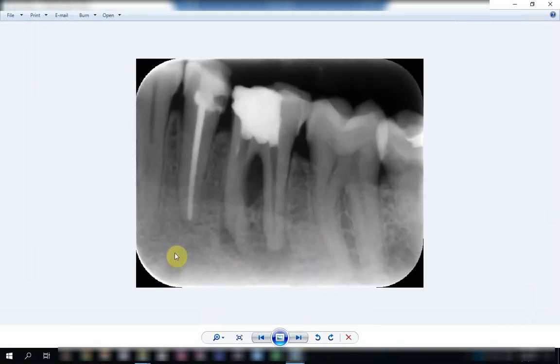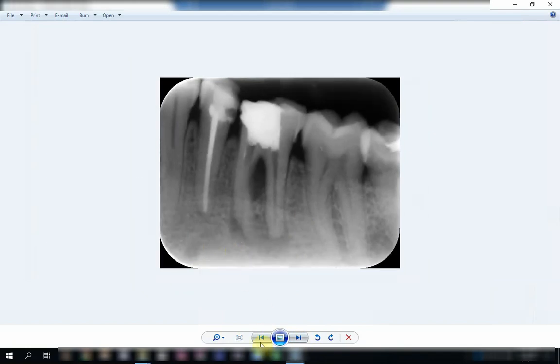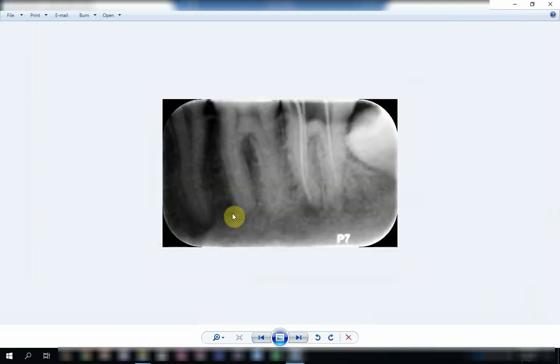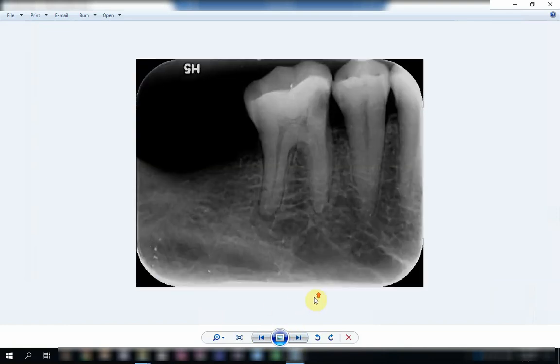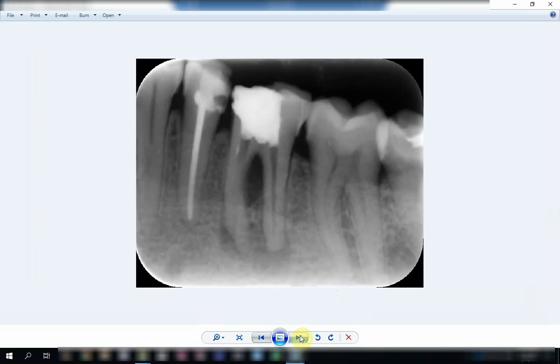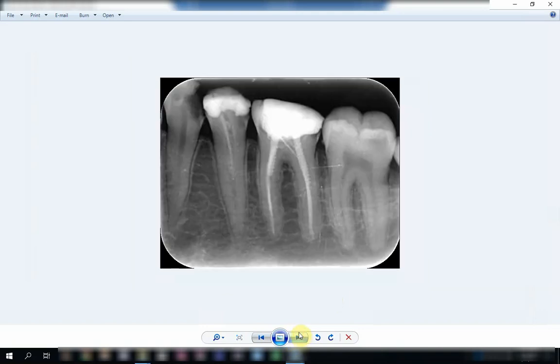Another case. This is the mental foramen. See that anatomical variation from one person to another. In the previous radiograph, it is down. The one before, it is over the apex. In other radiographs, it goes up to this level. So again, as we said, it is a matter of anatomical variation from one person to another.